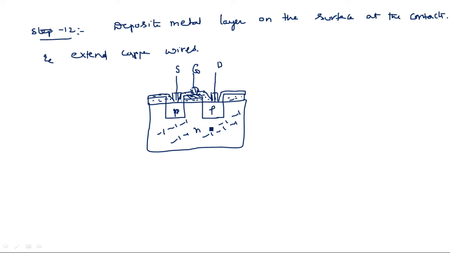Okay, this is the final structure of the PMOS transistor. PMOS. So for a PMOS transistor, we should consider an N-type substrate. Opposite is the case for NMOS. Okay, thank you.